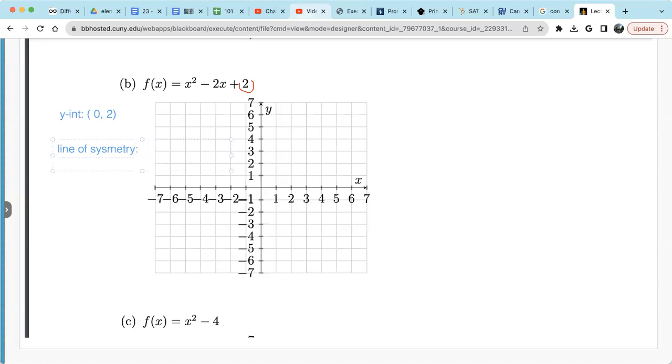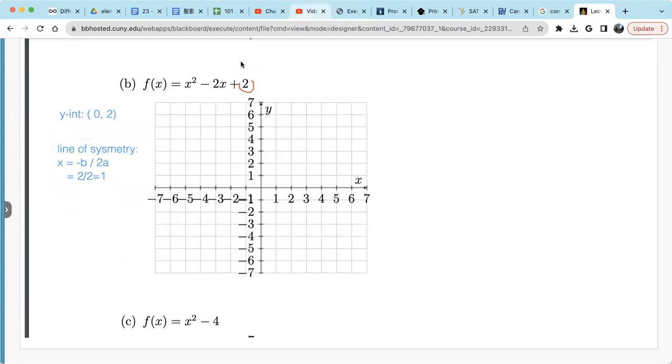So we should have this equation: x equals negative b over 2a, negative b divided by 2a. In our case, what's our negative b? Negative 2. Negative 2 becomes positive 2, divided by 2 times a. Well, a is just 1. 2 times 1 is 2. So our line of symmetry is 1.